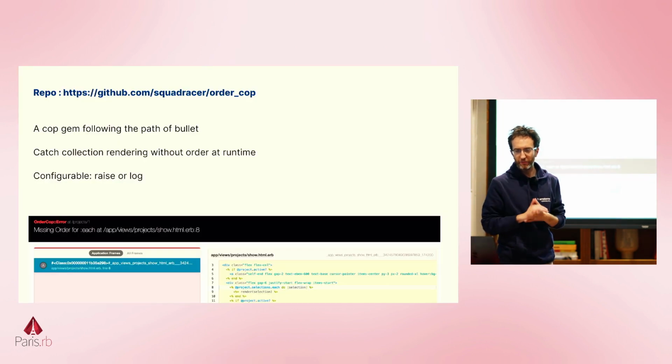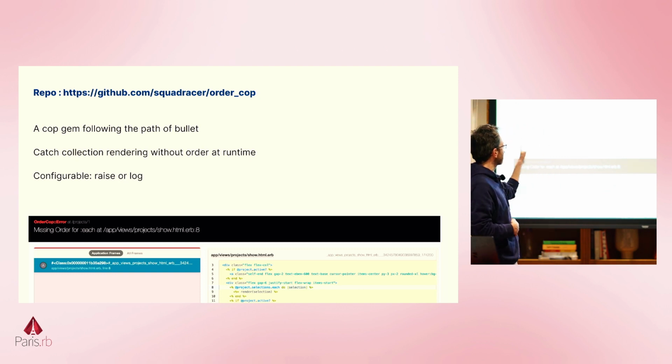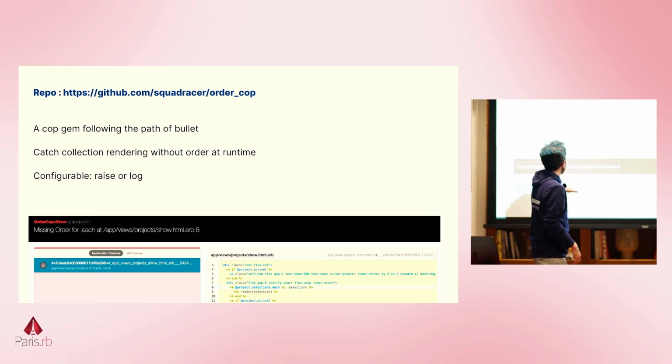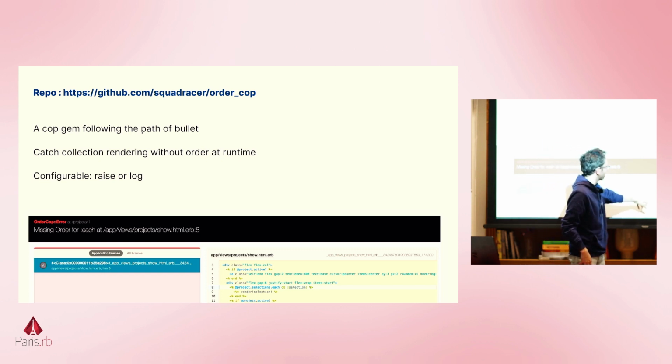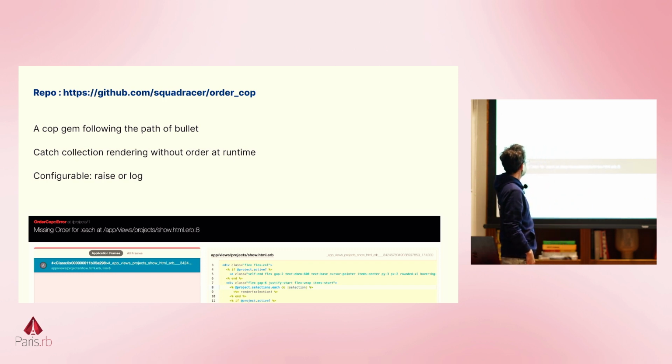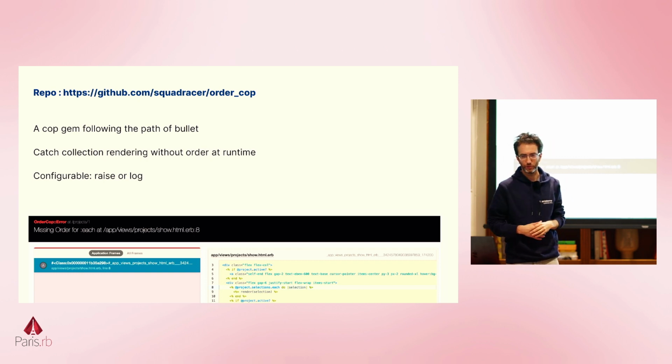I developed Order Cop to be like Bullet, a tool at runtime, which catches collection rendering without order. You can configure it to raise or log. That is, when you say project.selections.each, it will raise an exception, missing order for each at your view.